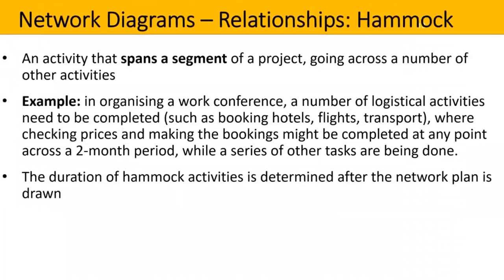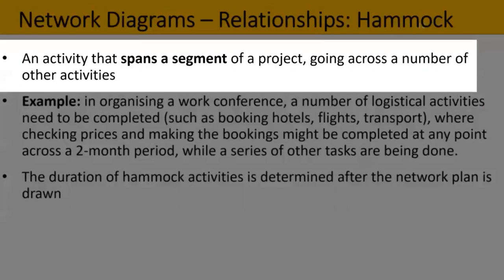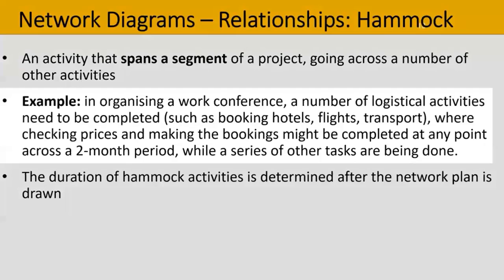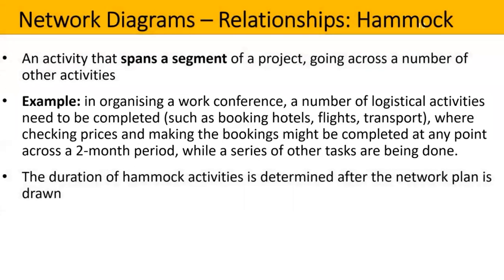Here is another type of relationship called a hammock. This is an activity that spans a segment of the project, going across a number of other activities. For example, in organising a work conference, a number of logistical activities need to be completed, such as booking hotels, flights and transport, where checking prices and making the bookings might be completed at any point across a 2-month period, while a series of other tasks are being done. The duration of hammock activities is determined after the network plan is drawn.